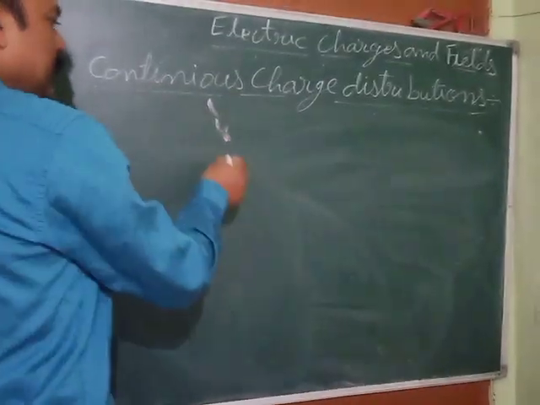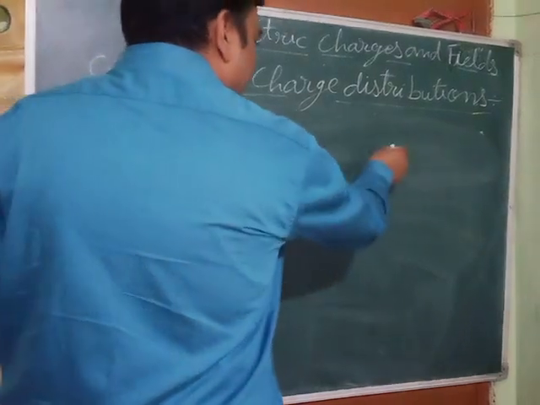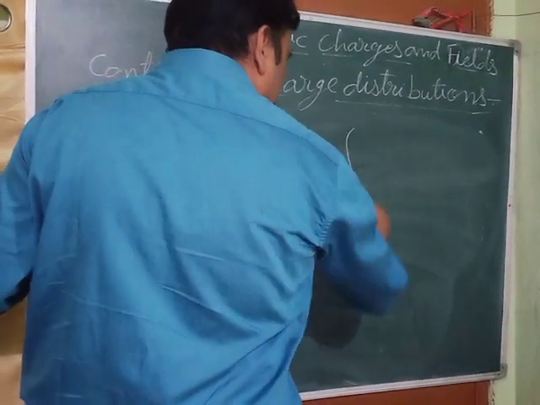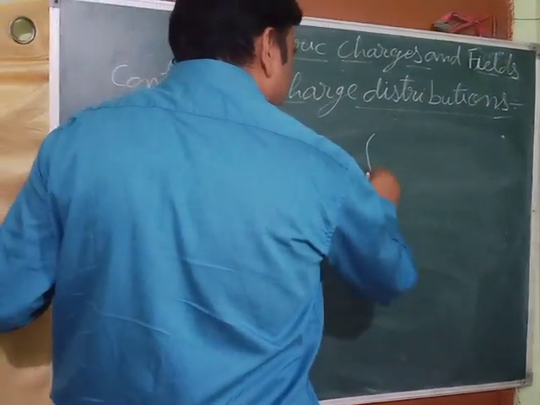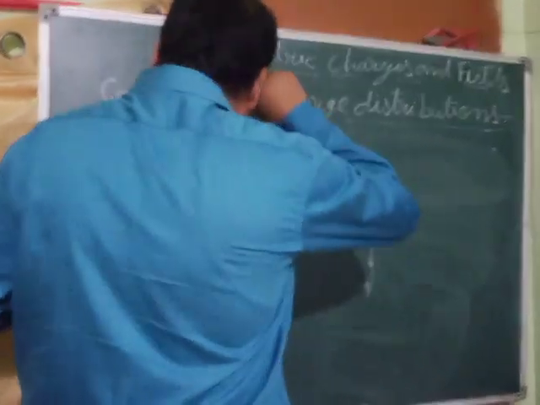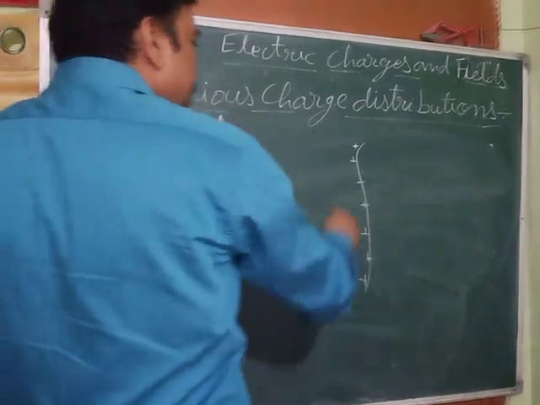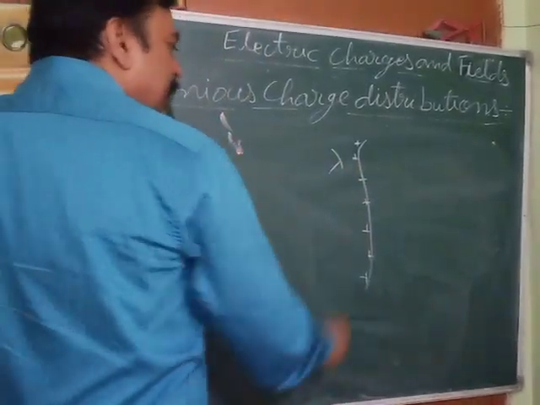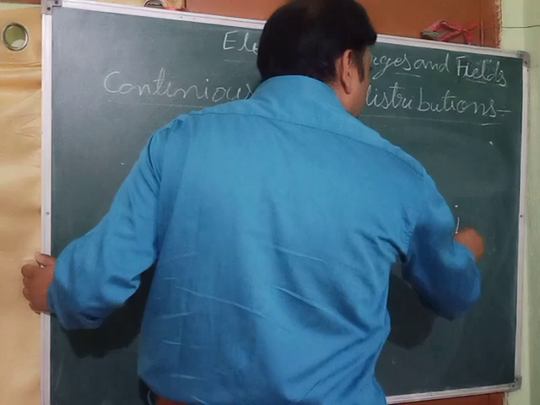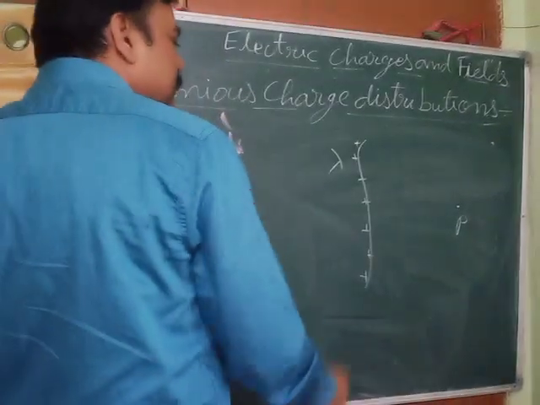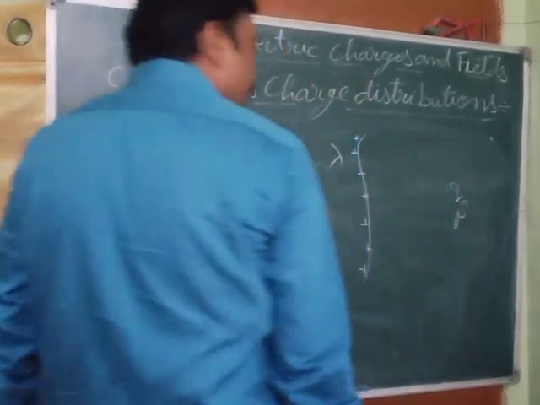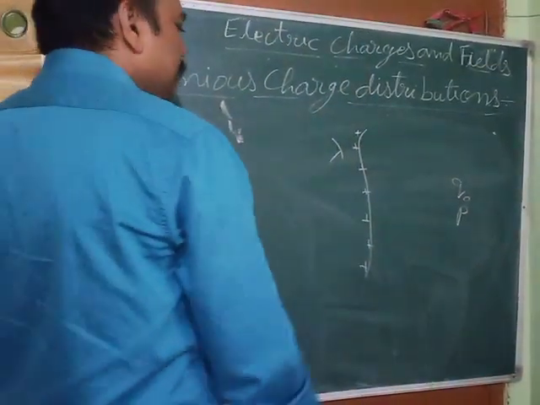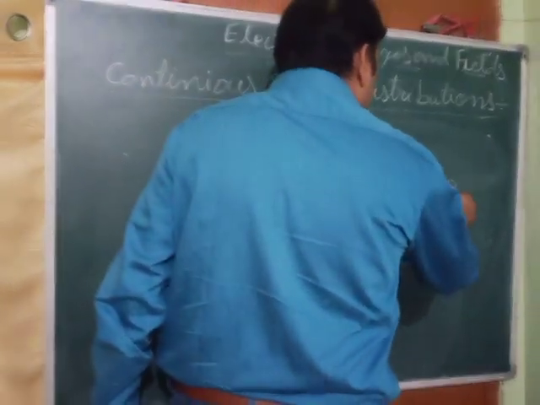First we will discuss force. Suppose there is a wire which has charge on it, and the linear charge density is lambda. At a point P you want to find the force exerted by this wire. Here you have placed the charge Q naught. Suppose the distance from here to here is R.